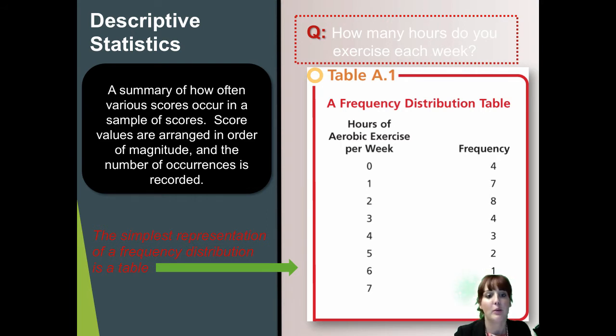So if you want to know how many hours you exercise a week, then you might give them a scale of 0 to 7, and then you ask people, and you write down the frequency at which people answer which number of those hours. And so this is just a very simplistic way of looking at the distribution.